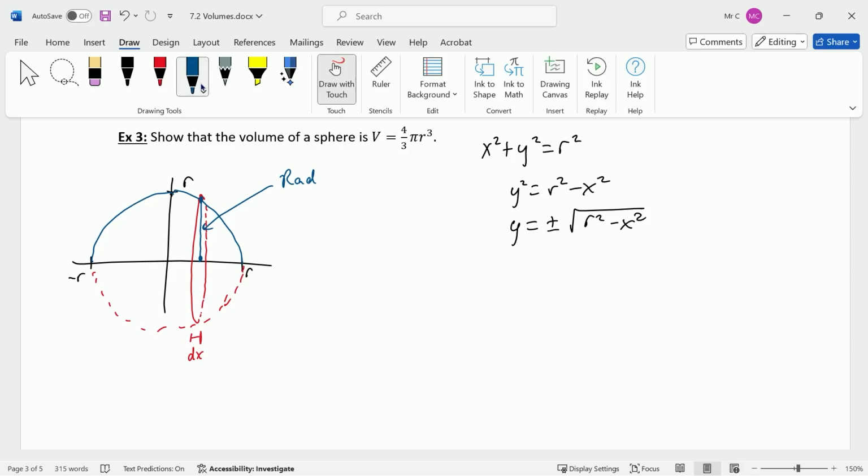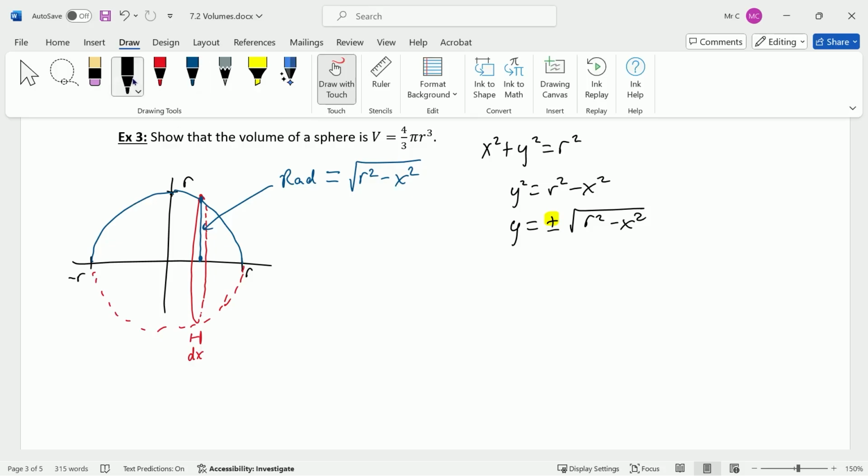Okay, so I've got my picture, I've got my disk drawn. I have two functions though, and I have to figure out which one to use. Well, the positive version is the one to use because the positive square root is the top half of the circle, whereas the negative square root is the bottom half of the circle. So in other words, our radius is the positive root of r squared minus x squared.